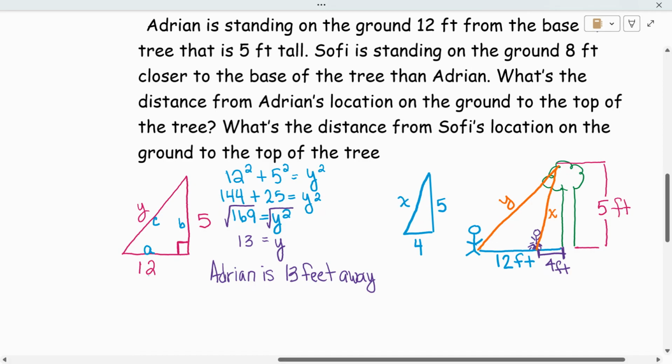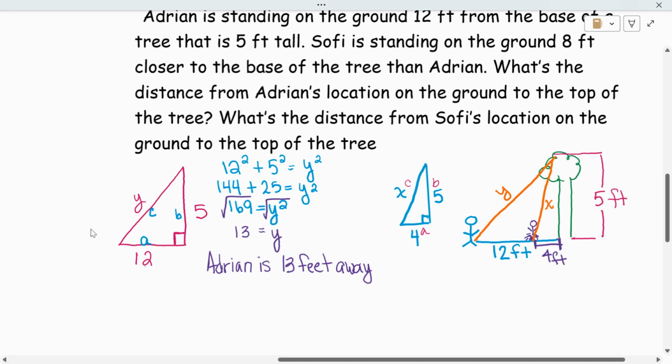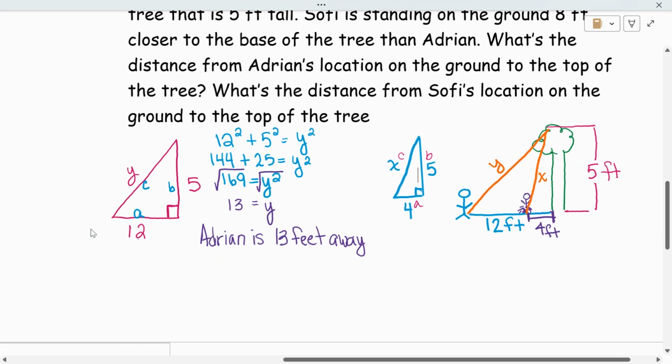Where's the right angle? Go ahead, Owen. Yeah, it's where those two legs meet, right here. So how are we going to label our sides? Which one is the hypotenuse? x. Good job. So does it matter which one I call A and which one I call B? It doesn't. So what's this equation that we're going to write look like? A squared plus B squared equals C squared. What's that going to look like? Go ahead.